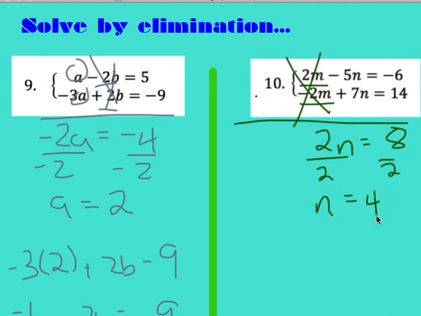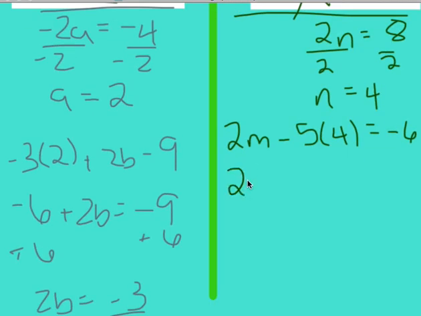So since I know that n is equal to 4, I can plug it in there or there. It doesn't matter which one. Let's just plug it into the first one. So the whole equation is going to stay the same, except instead of writing n, I'm going to put 4 instead. So I took out the n and I put 4 in instead. So I get 2m minus 20 is equal to a negative 6.